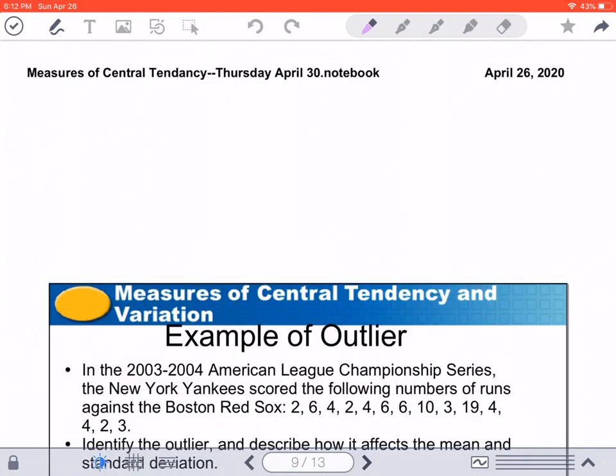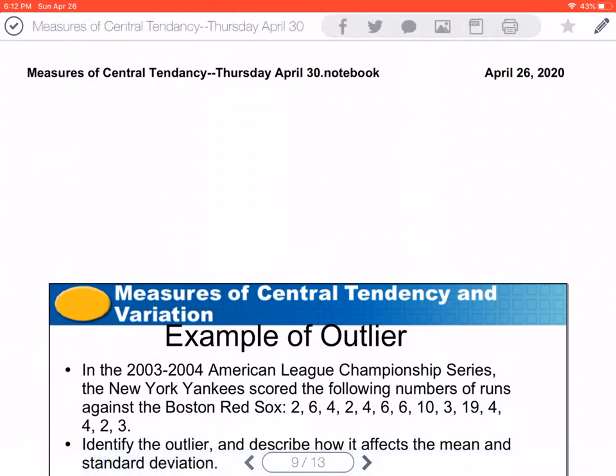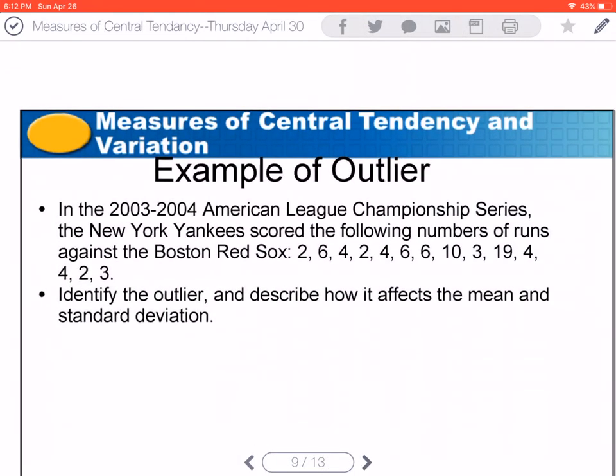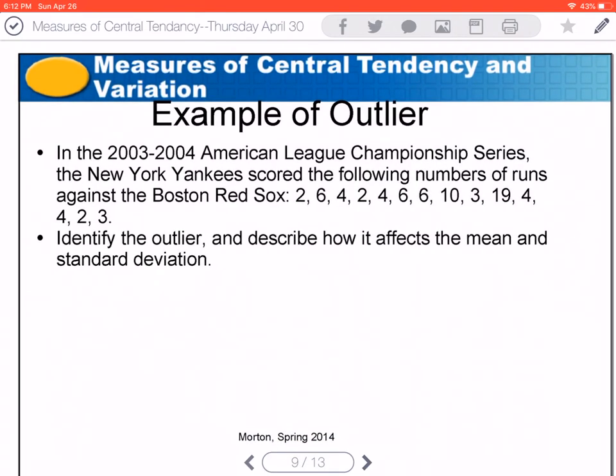So let's look at some examples that deal with this. Okay, so an example of an outlier. In the 2002-2003 American League Championship Series, the New York Yankees scored the following number of runs against the Boston Red Sox, and we have a huge list of data here. Identify the outlier and describe how it affects the mean and the standard deviation.